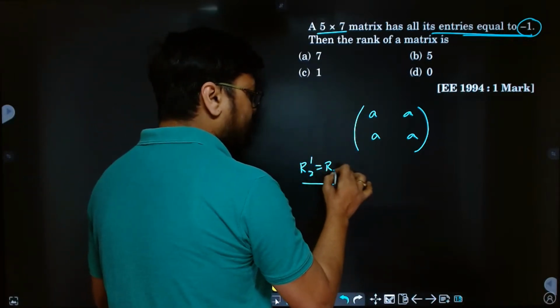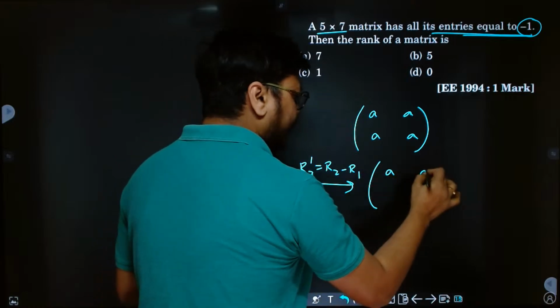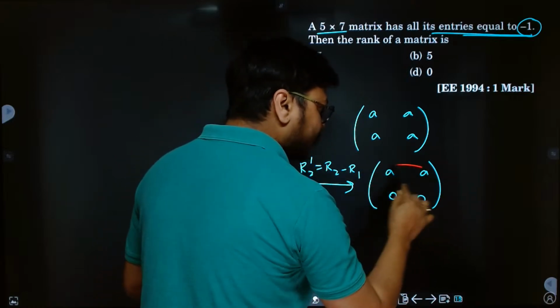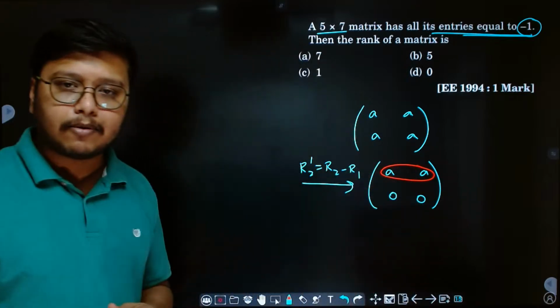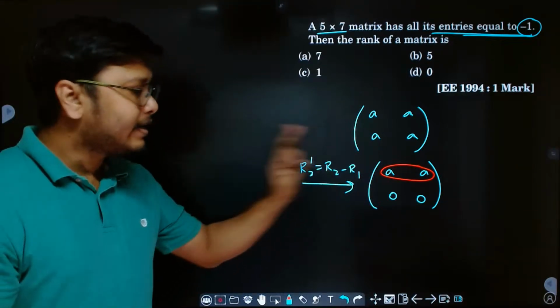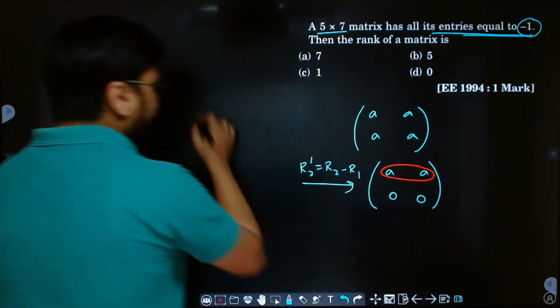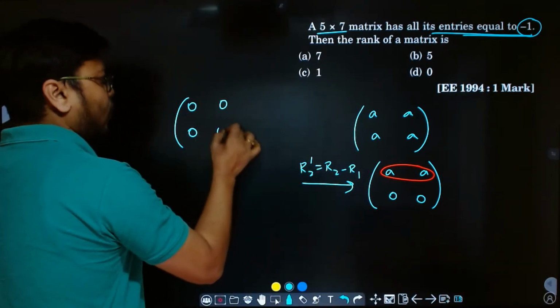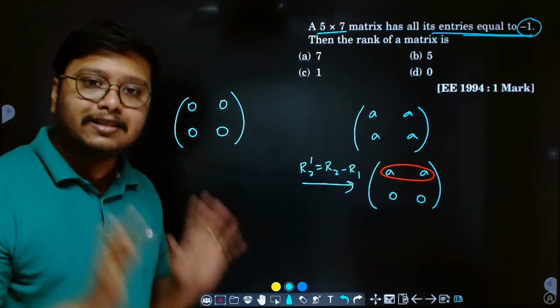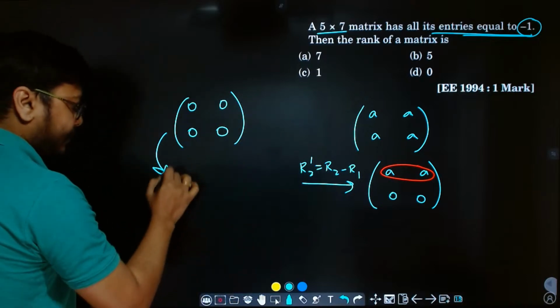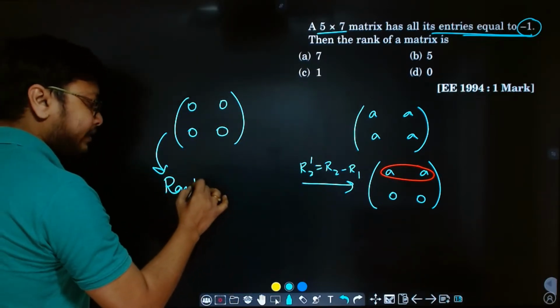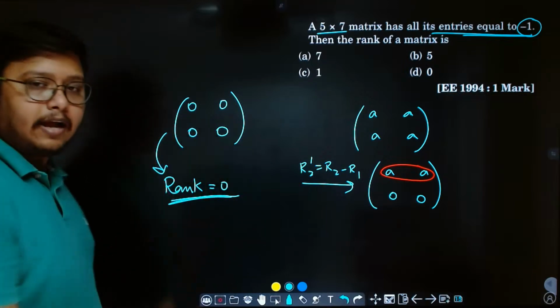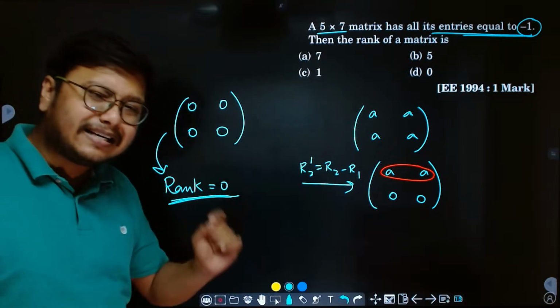R2 dash equals R2 minus R1. I will get A, 0, 0. So one row is still remaining. You cannot do anything about that row, provided A is non-zero. Now if you take a matrix where all the elements are zero, only then the rank is zero. If a matrix has all elements zero, that is the only situation when rank will be zero. Otherwise, the rank is at least one.